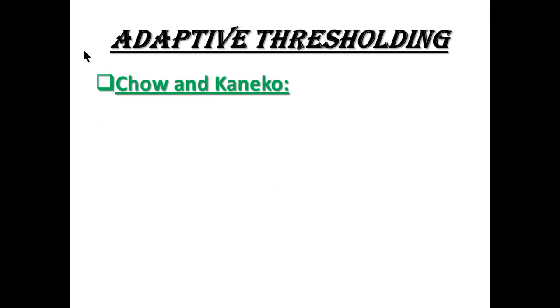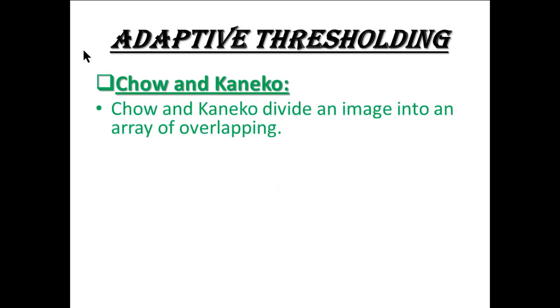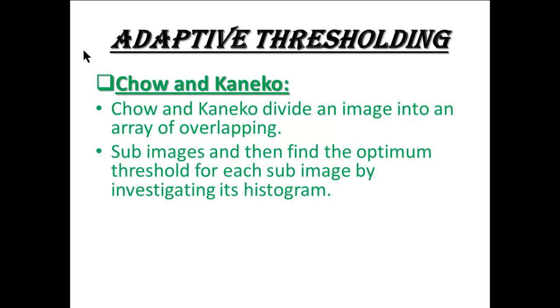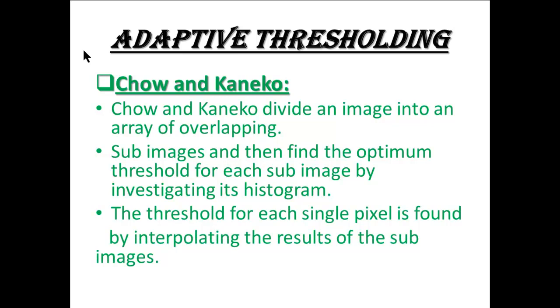Chow and Kaneko divides an image into an array of overlapping sub-images and then finds the optimum threshold for each sub-image by investigating its histogram. The threshold for each single pixel is found by interpolating the results of the sub-images.